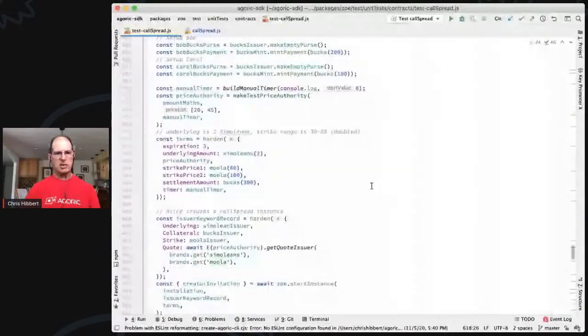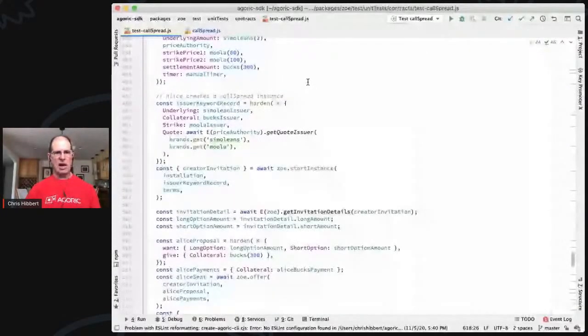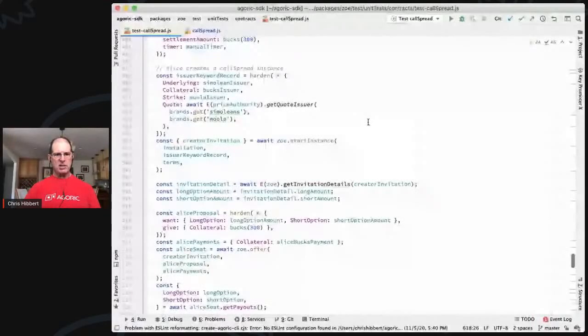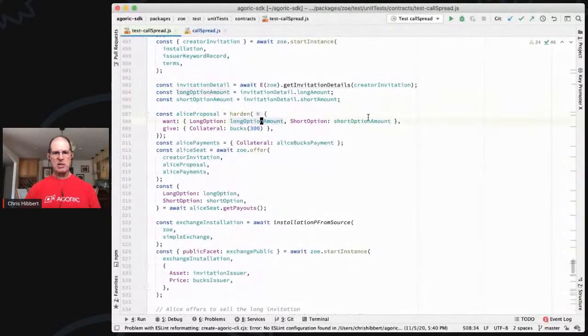So I'm skipping over this stuff. So Alice creates the instance of the contract. I don't want to talk about this unless somebody asks a question. What I wanted to say is, here's Alice. She is making her proposal, which says what the long amount is, what's the short. So these two options she got from, oh, okay. I need to go back a little bit.